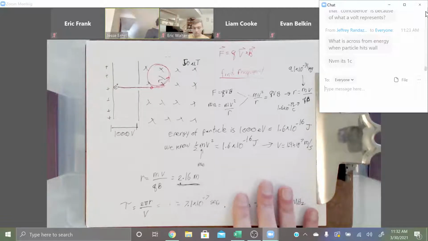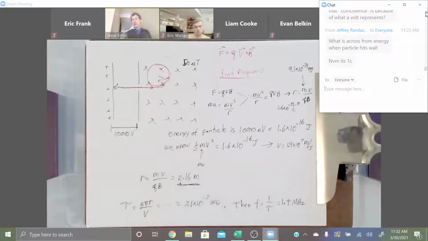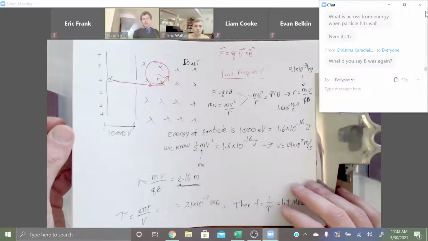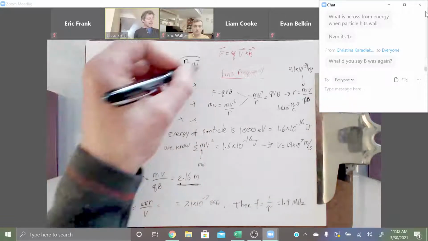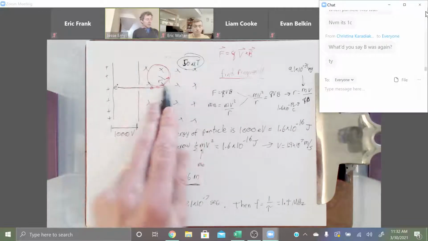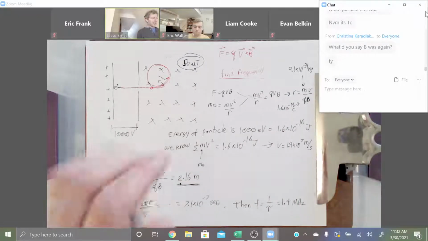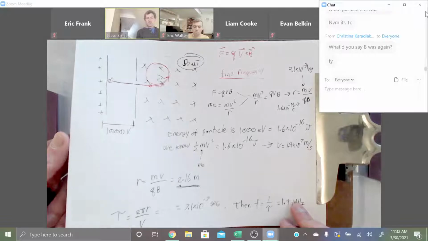Okay, so think about questions on that problem. It's fairly straightforward, but think about whether anything is odd to you on it. What do you say B was again? B is 50 micro Tesla going into the page. I forgot to write it when I first wrote down the problem, and then I realized I didn't write it down when I needed it. Okay, what else? Other questions?